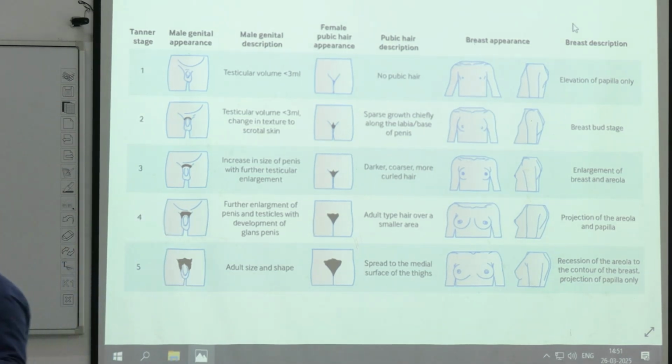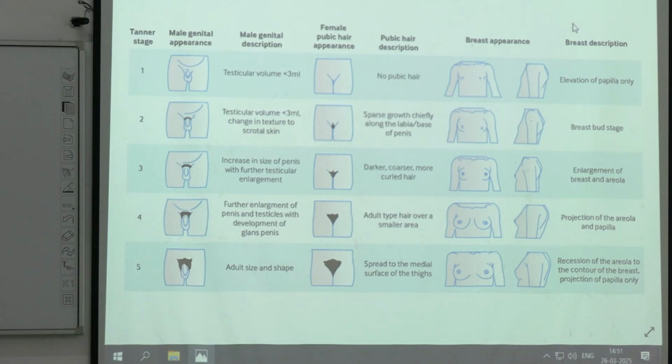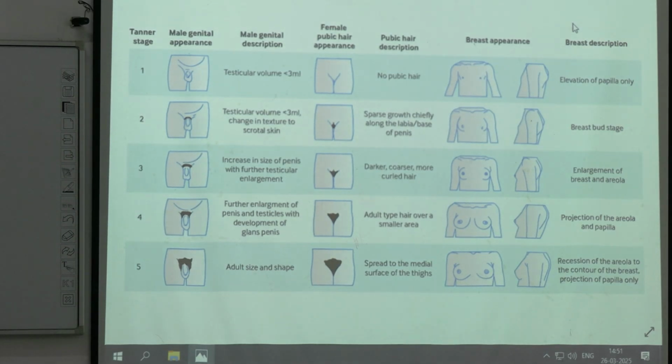called James, British endocrinologist James M. Tanner. He gave this staging in 1969, still 50 years ago, 56 years ago. Further enlargement of penis with development of glans penis, this is 4th stage, and adult size and shape of external genitalia and testis, it is 5th stage.